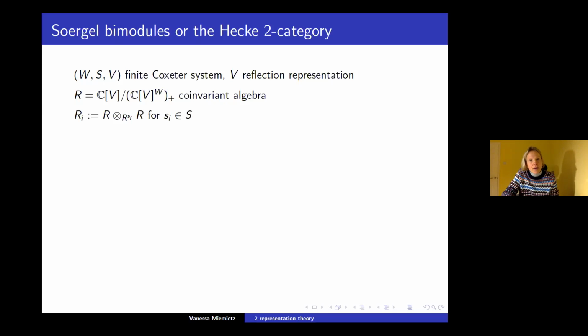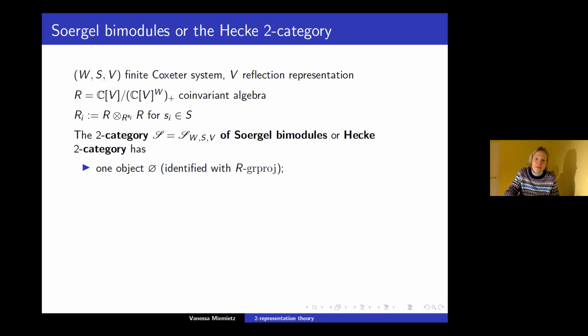So now we look at this coinvariant algebra, tensor it with itself over the invariants under a simple reflection. We've killed the total invariants, but of course we can still take invariants under particular elements of W. And that gives us this tensor product. And of course, that's an R-R bimodule.